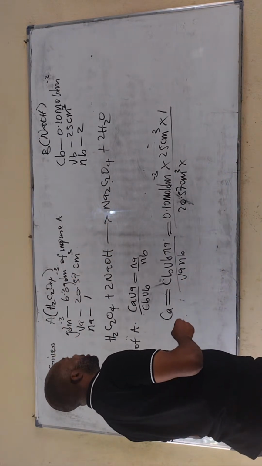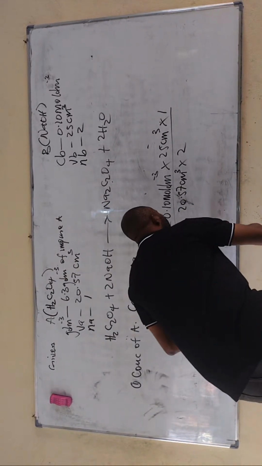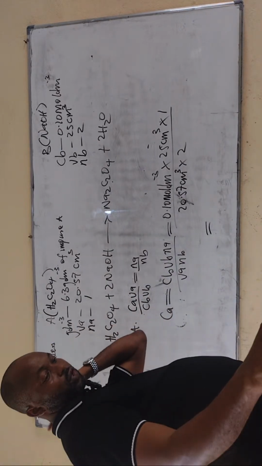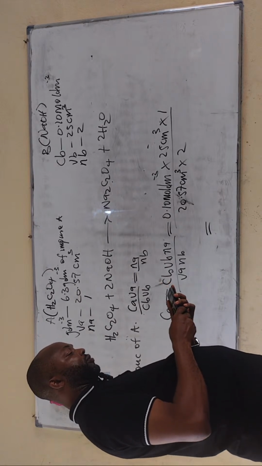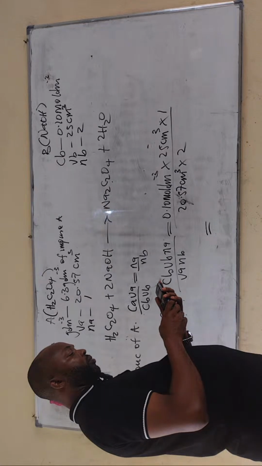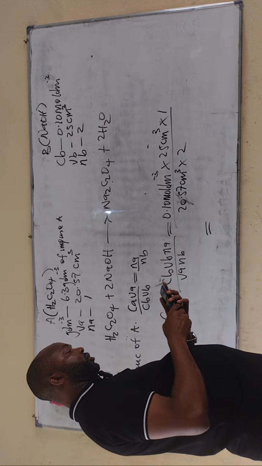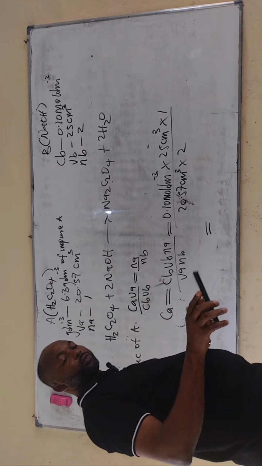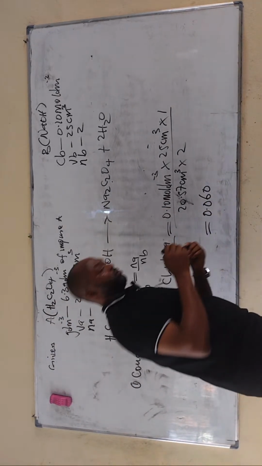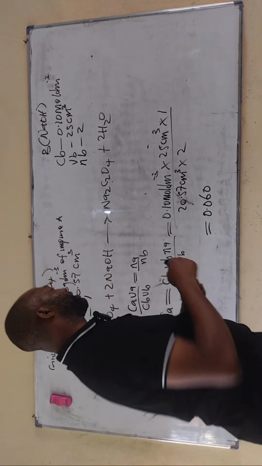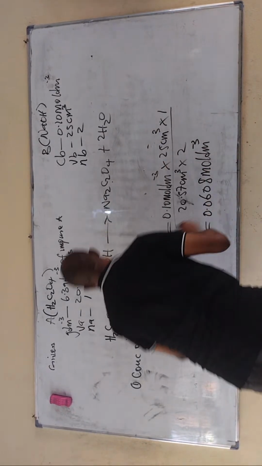Times number of moles of the base is 2. So this is equal to, let's find out what we're going to get. 0.1 times 25 divided by 20.57 and also divided by 2 is 0.060. So this is 0.060, 60 what? 608 mole per dm cube. I'm going to check that again.